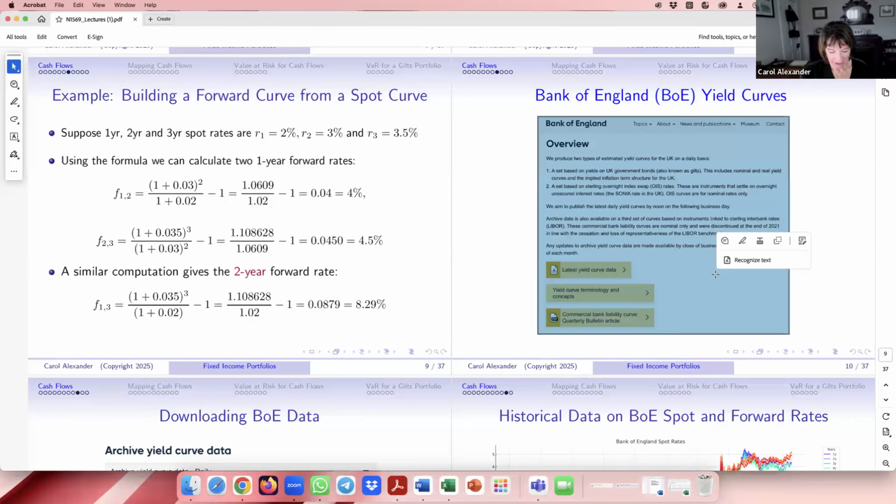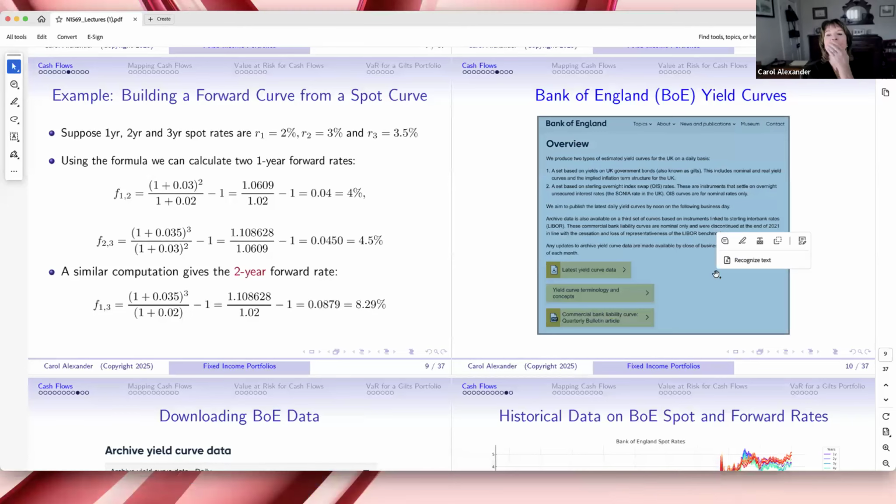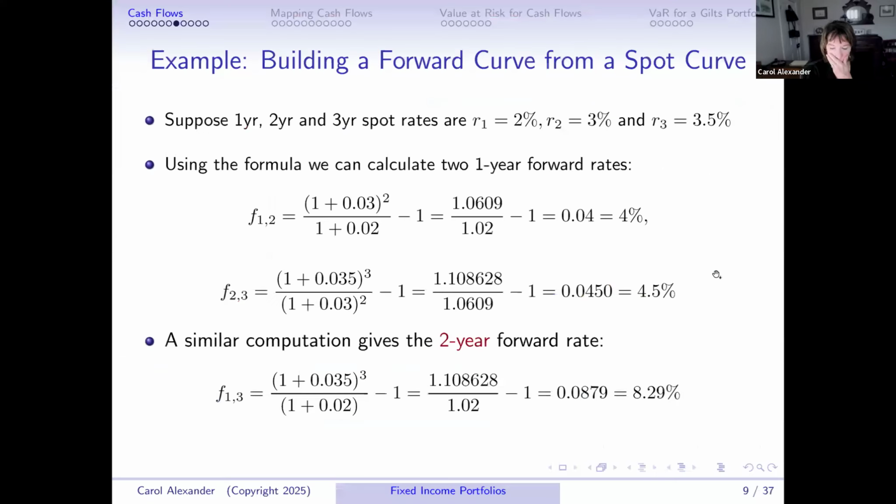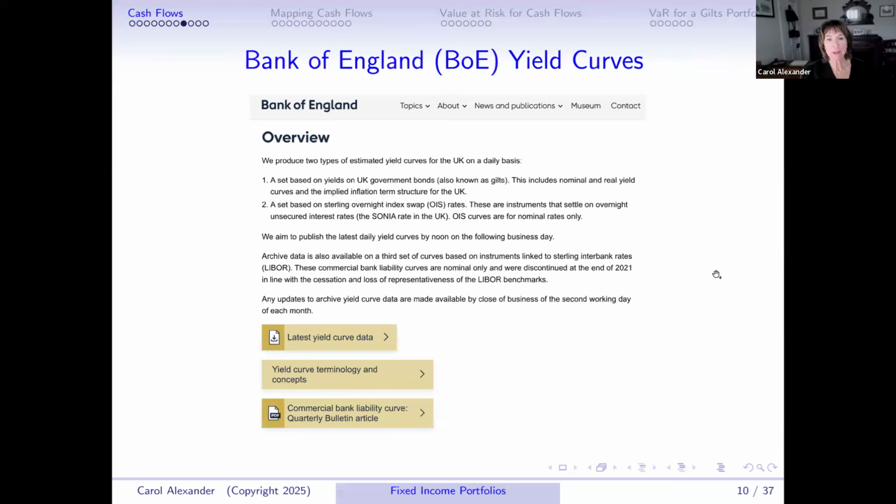Let me share my screen first of all. Don't forget to do that, I did last time. And here I am on the lecture notes. We just finished that in the last topic, and now we're going to look at some Bank of England yield curve data. So first of all, where do we go?